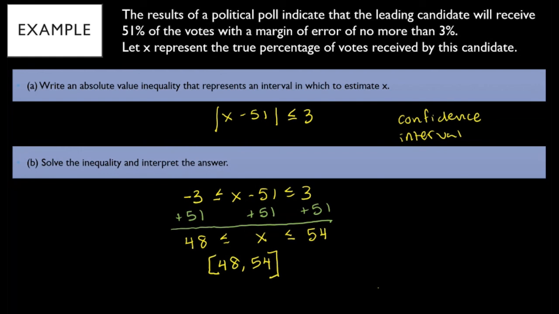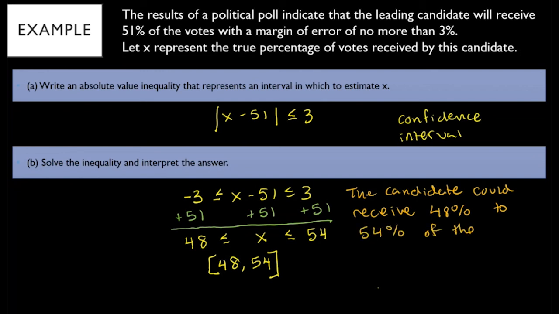And so when we interpret the answer, basically the candidate could receive 48% to 54% of the vote. So I worded this slightly different, or very different, than I worded the other one. But with percentages, that's usually how we work. You're between this. You can receive 48 to 54% of the vote. That's what this is saying. You could get 49. He's somewhere in that interval.